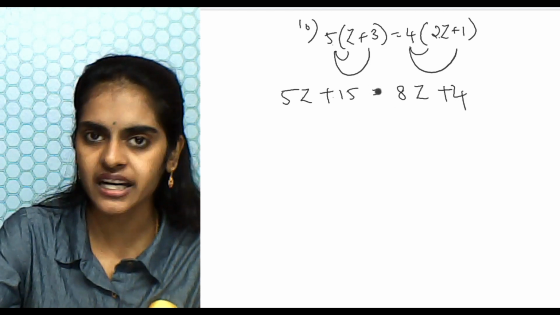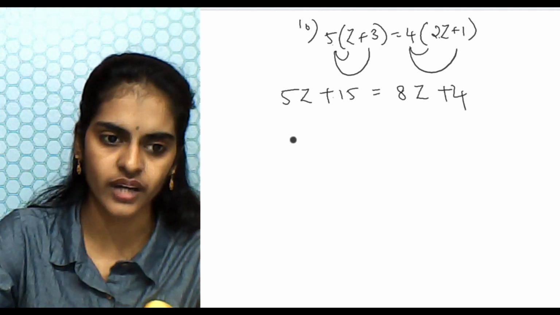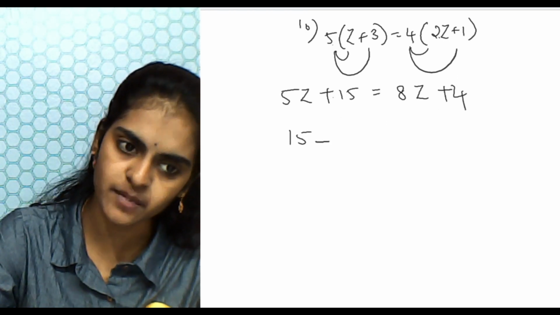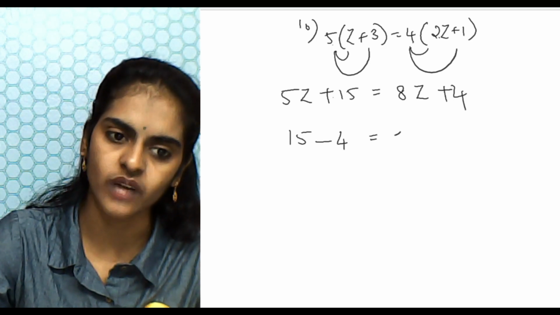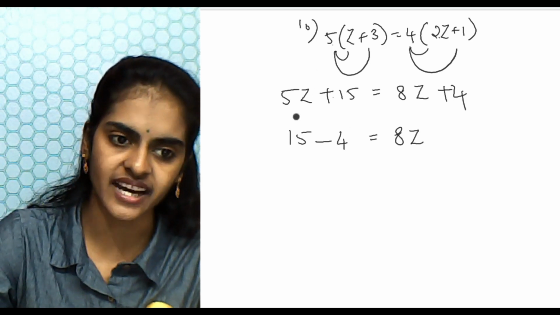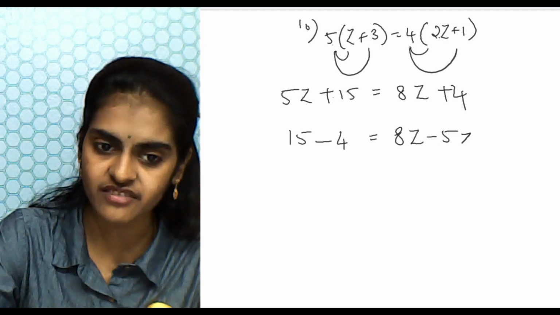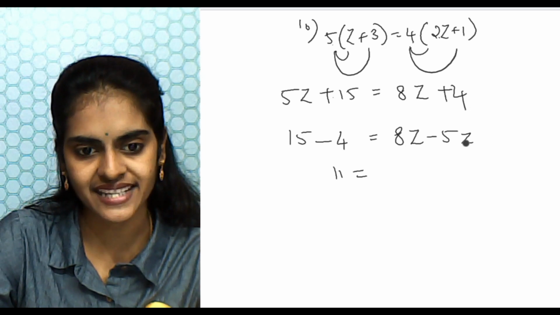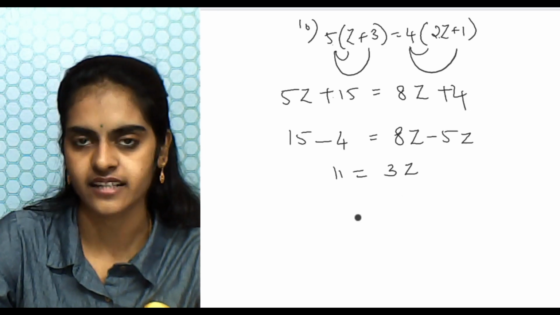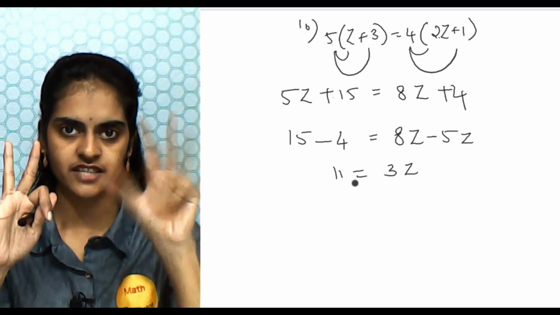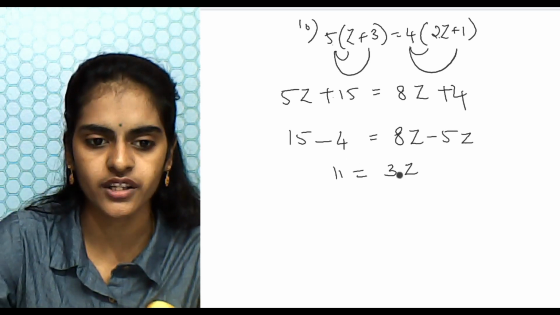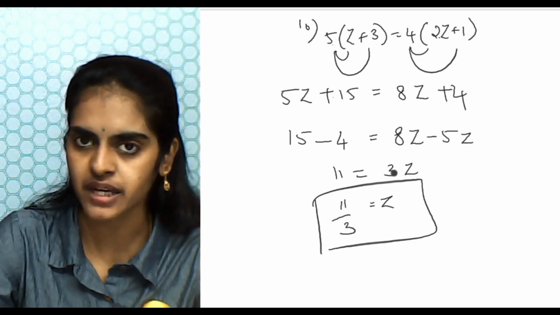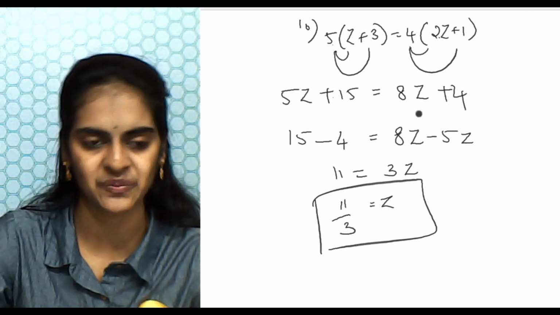See, 8z is bigger, so I'll send this 5z to the other side. I have 15 here, write it here. So this plus 4, bring it to the other side, becomes minus 4, is equal to 8z here. Now this 5z coming to the other side becomes minus 5z. Clear? So 15 minus 4 is 11, is equal to 8z minus 5z is 3z. So 8 minus 5 is 3, right? So I want the value of z. z I will get as 11 divided by 3. Isn't it? This 3 is in multiplication, going to the other side becomes division, right?